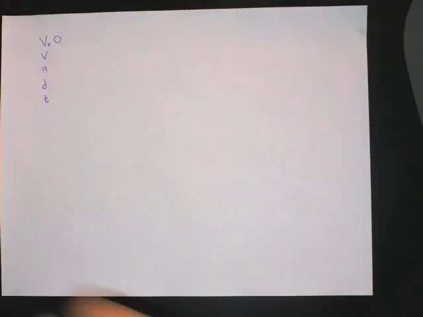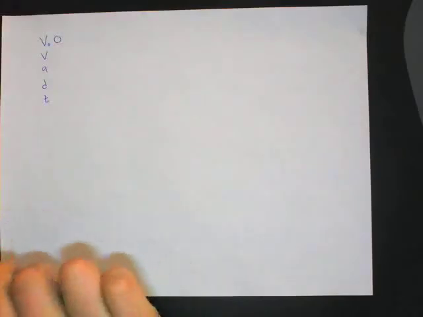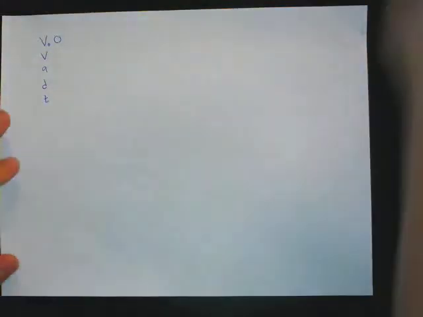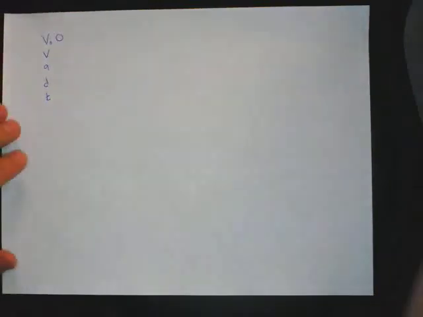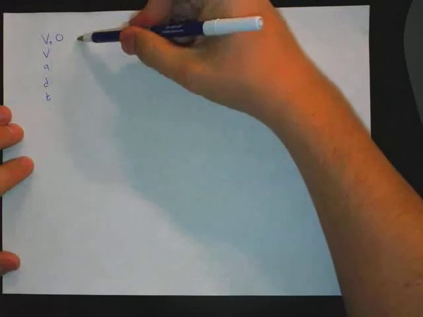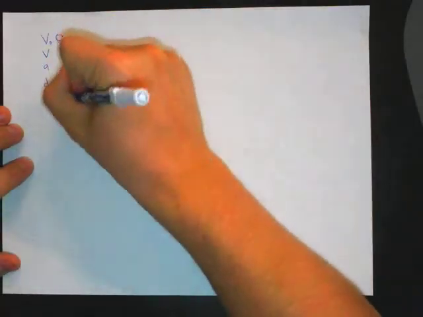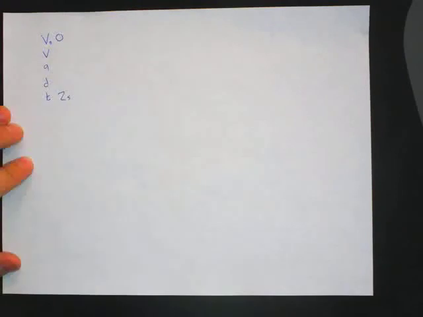So for today's practice problem, let's imagine that we have a ball that we drop and it spends 2 seconds in the air and we want to know how far it fell. So if we drop it, we know the V naught is 0. Okay. If it spends 2 seconds in the air, then that's the time.